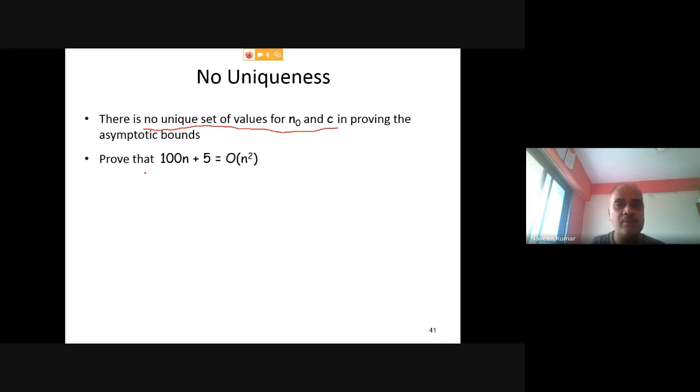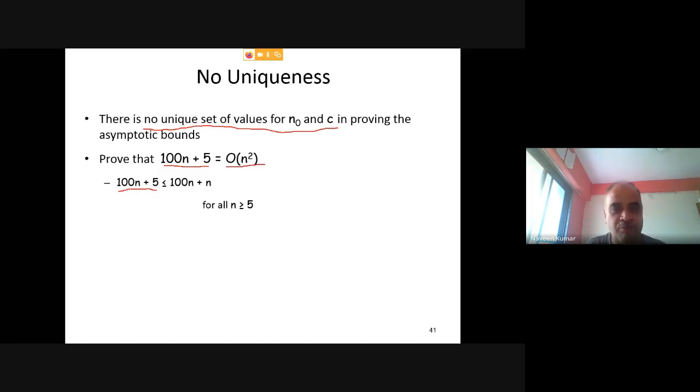So for example, I have taken an example here. Prove that 100n plus 5, this is your fn function, is equal to the approximation function order of n square. You need to prove it. How do you prove it? Both fn and gn are given. According to big O notation, fn should be less than or equal to c into n square. So we need to prove that this fn is less than or equal to c into n square.